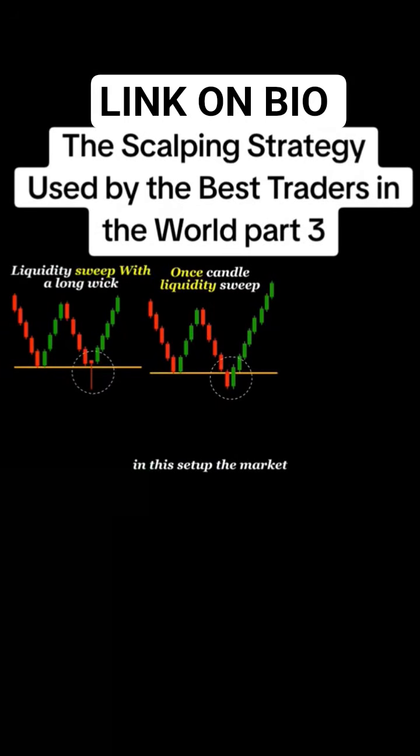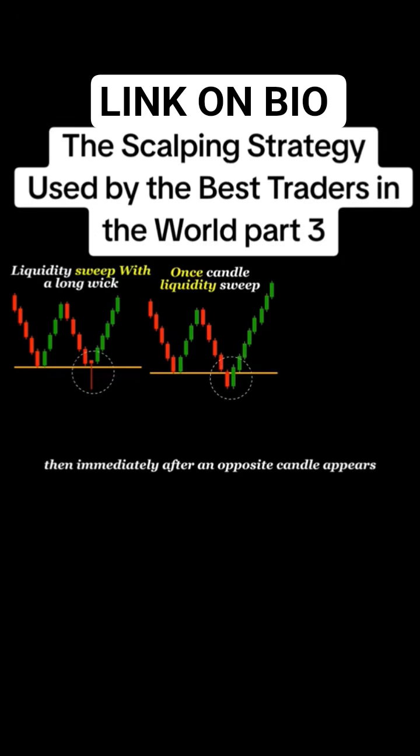Liquidity sweep. In this setup, the market breaks the level with one strong candle during the trading session. Then immediately after, an opposite candle appears and closes back above or below the level. This type of liquidity sweep is more controlled and deliberate. It reflects a well-thought-out institutional move designed to manipulate breakout traders before reversing price. This setup is powerful because the market first creates the illusion of continuation, then suddenly changes direction.